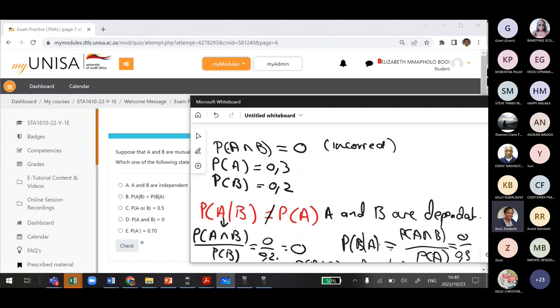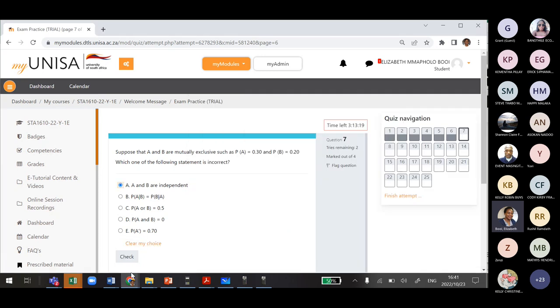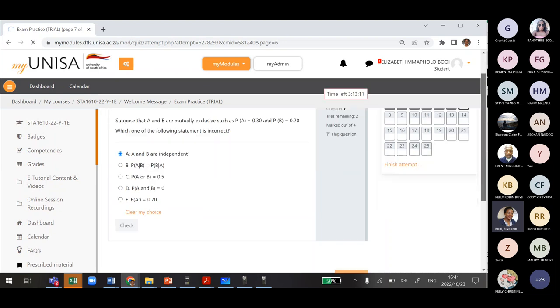Okay, number E, what is the complement? It's correct also. The complement will be 1 minus the probability of A, which is 1 minus 0.3, which is equal to 0.7. So the only answer that is incorrect is A. In the exam, if you find that number A is the answer you are looking for, you just choose it and move on to the next question, right?